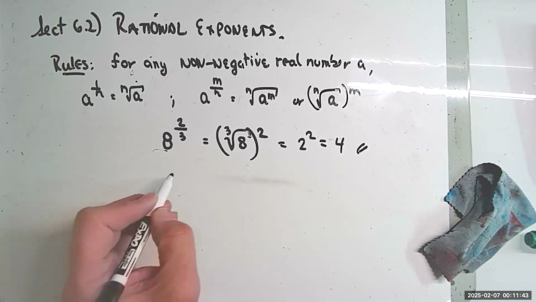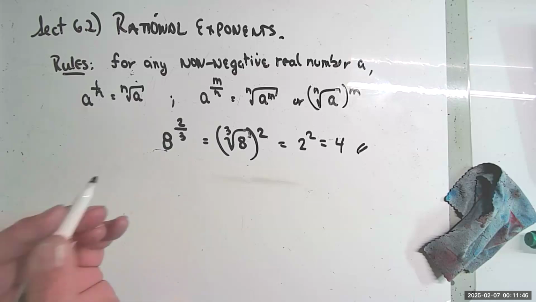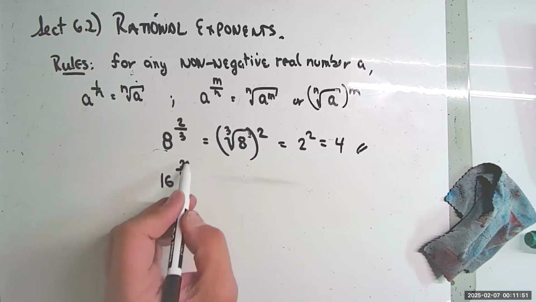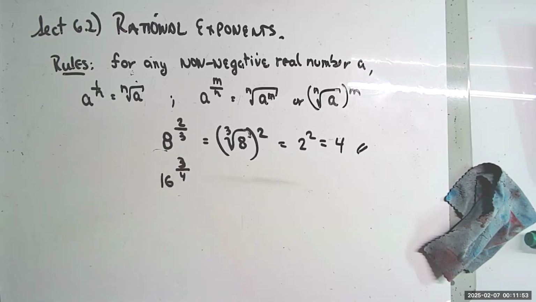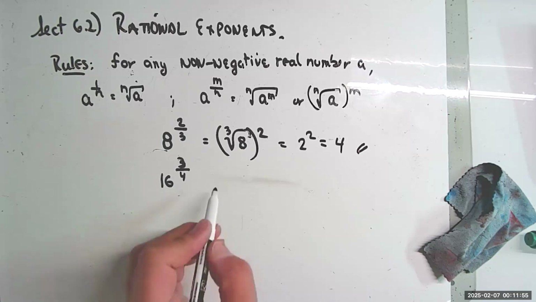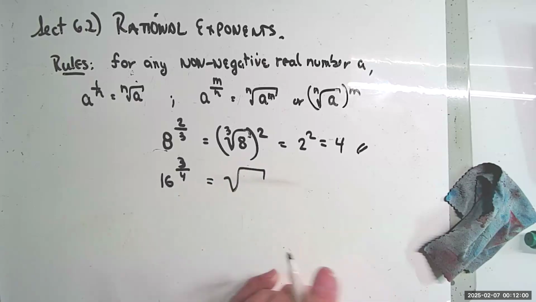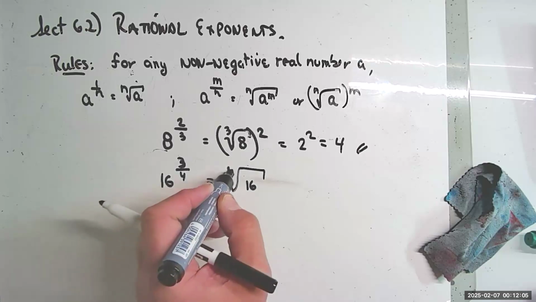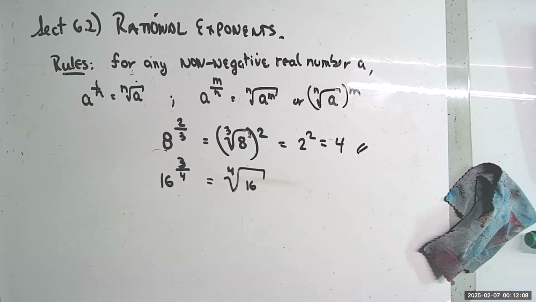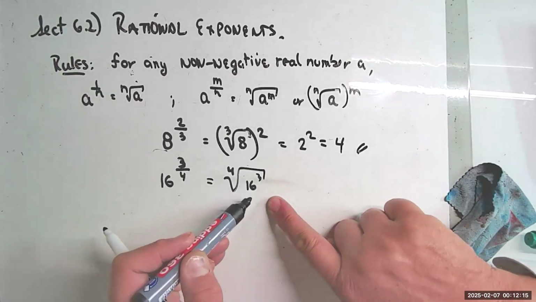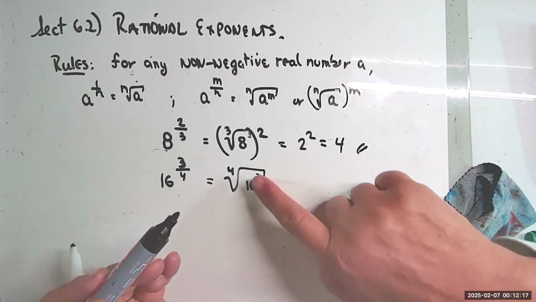Okay. If I have 16 raised to the 3/4, the exponent is a fraction, so I need to think of radicals. 16 is my radicand, the 4 is my index. Before I place the 3 inside, the 3 should go here, but now I have to do 16 times 16 times 16, and then take the fourth root of that.